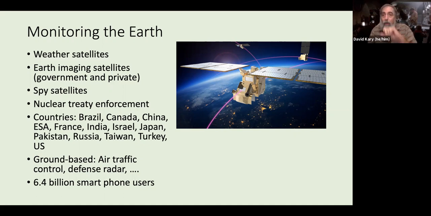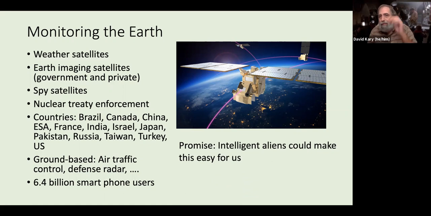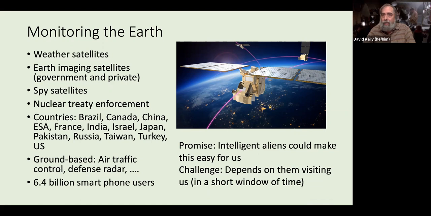So we've got the technology now to keep a very close eye on the Earth, and we're still not seeing very much. The promise here, I would say, is that if an alien wanted to, they could make it really easy for us, right? They could show up and show off the kind of technology that would make it clear, yep, that's real, we got it, no problem. It would not be hard if they wanted to. The challenge is that this depends on them visiting us, and visiting us in a fairly short window of time. Remember, we've only been watching for a fairly short period of time.